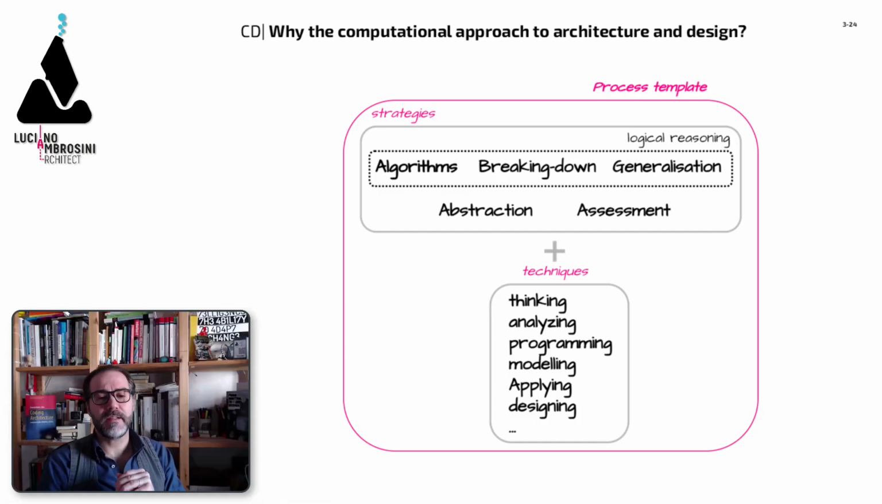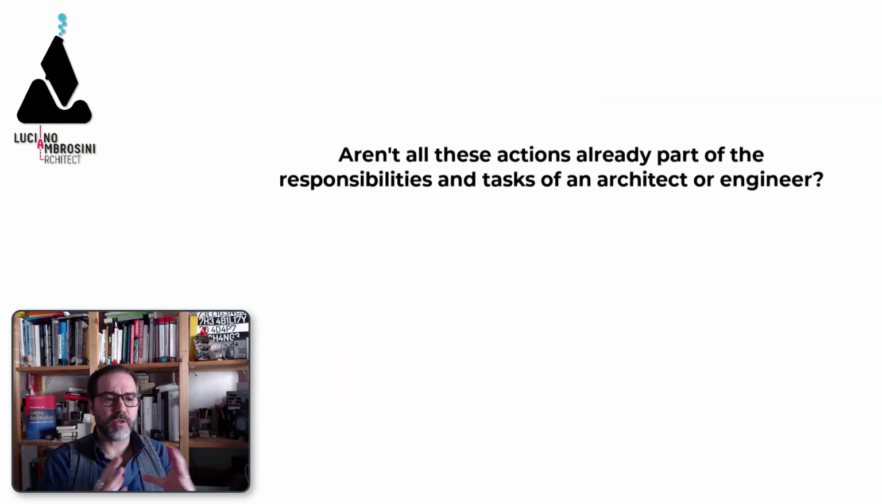Now, listening to these words, the meaning of these words, my subsequent observation is this one. Aren't all these actions already part of the responsibilities and tasks of an architect or an engineer? Maybe. Yes, they are. What does an architect do, for example? Break down the problem into sub-problems, such as functions, needs, constraints, standards, materials, structures, installation, and so on.